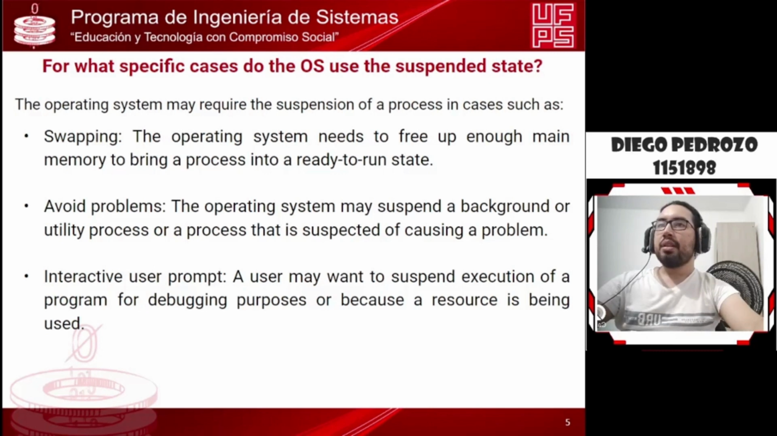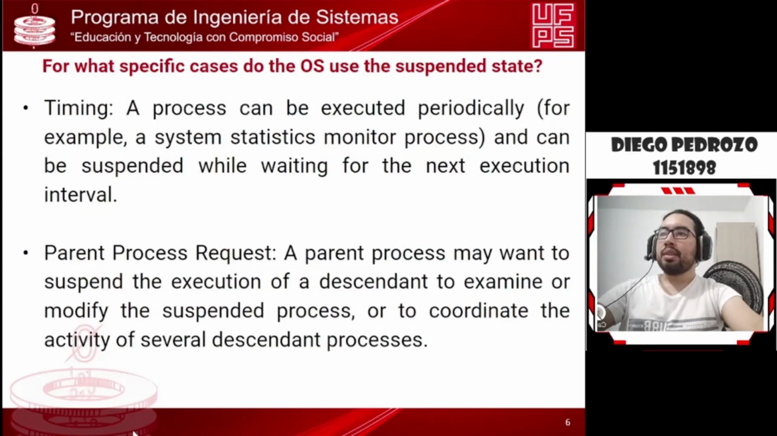Avoid problems. The operating system may suspend a background or utility process or a process that it suspected was causing a problem. Interactive user request. A user may want to suspend execution of the program for debugging purposes or because a resource is being used. Timing. A process can be executed periodically, for example, a system statistics monitor process, and can be suspended while waiting for the next execution interval.